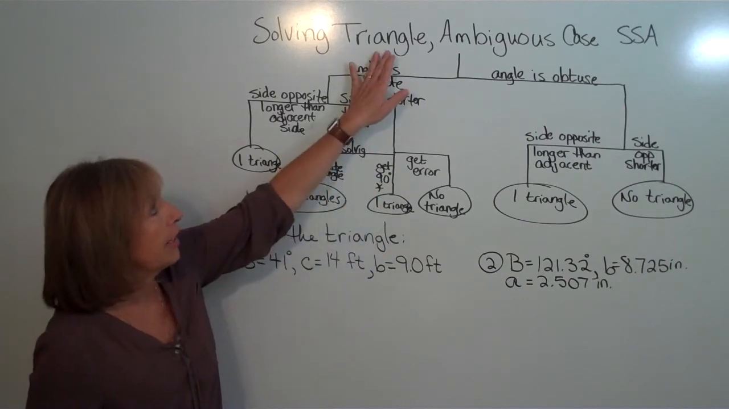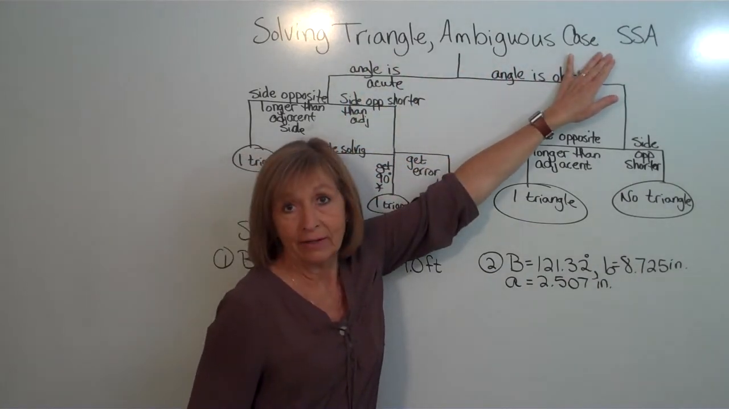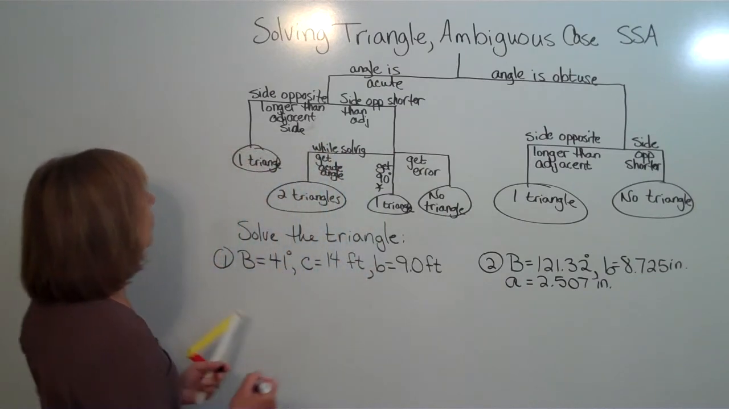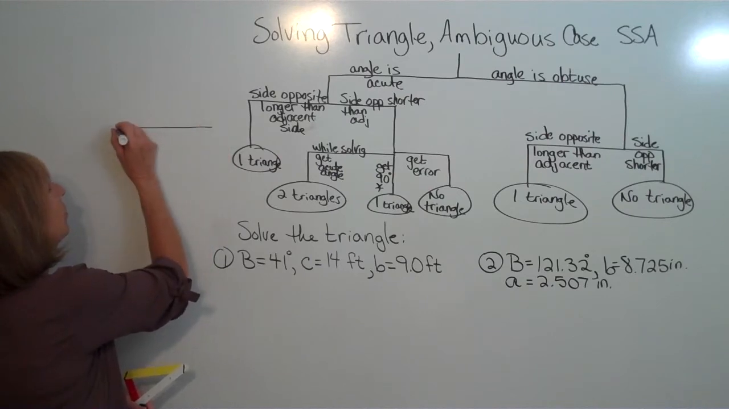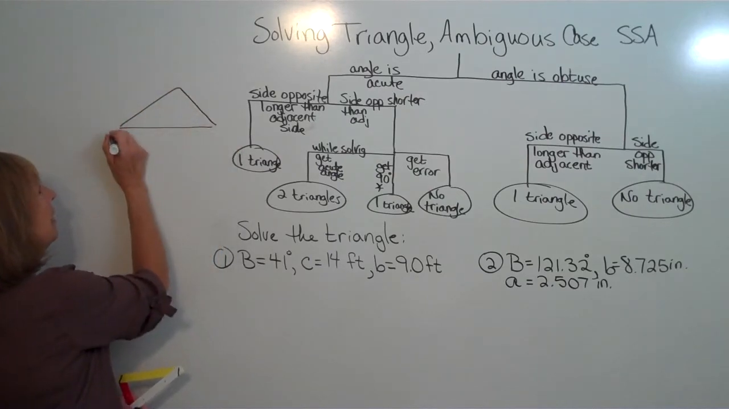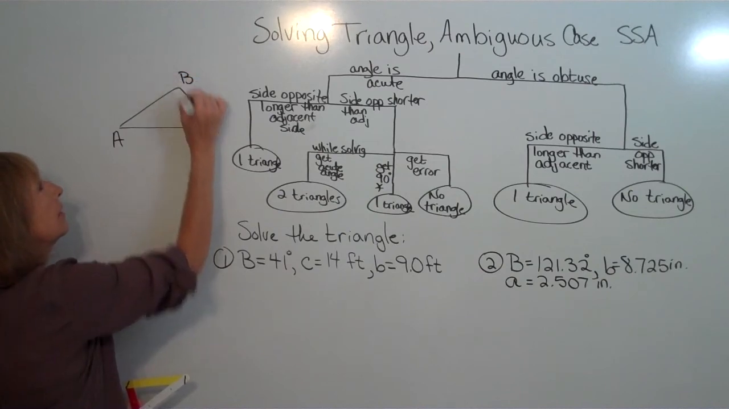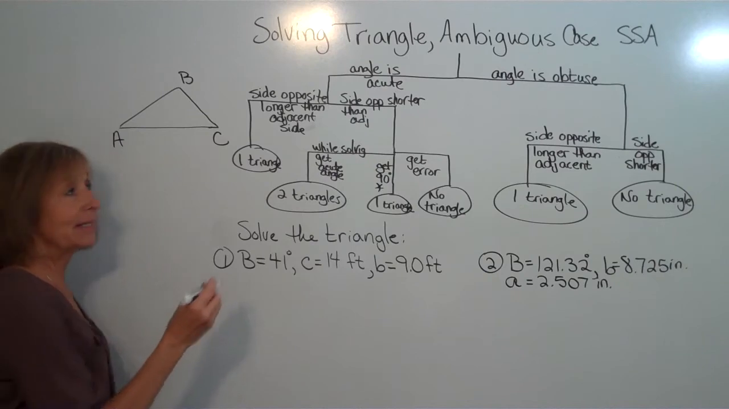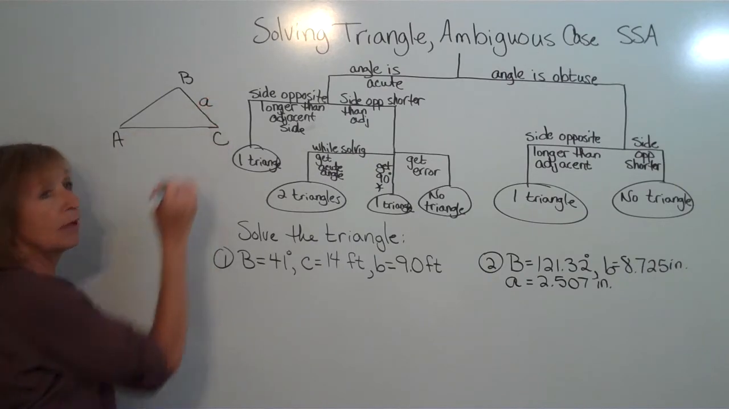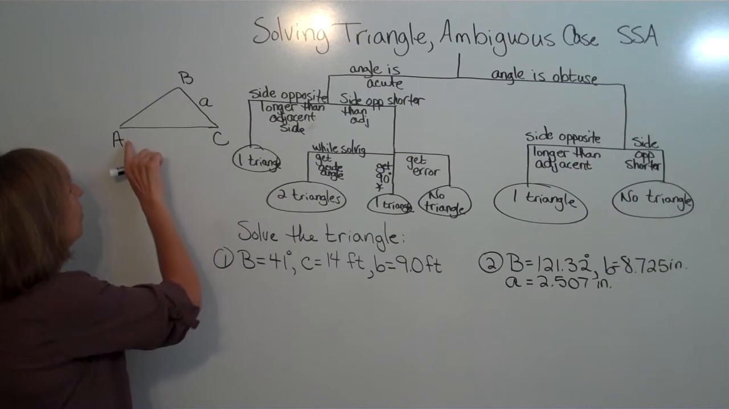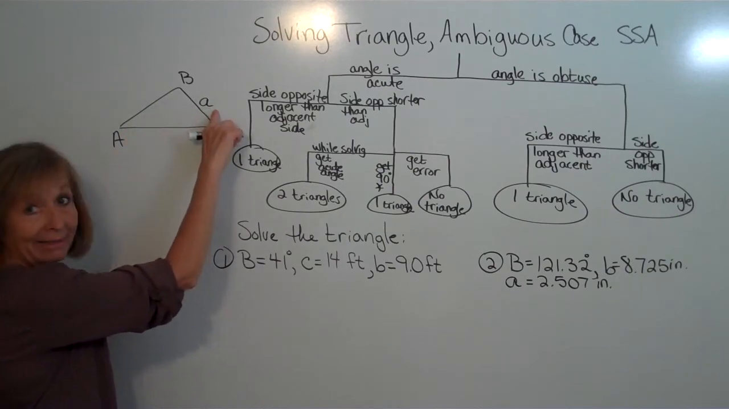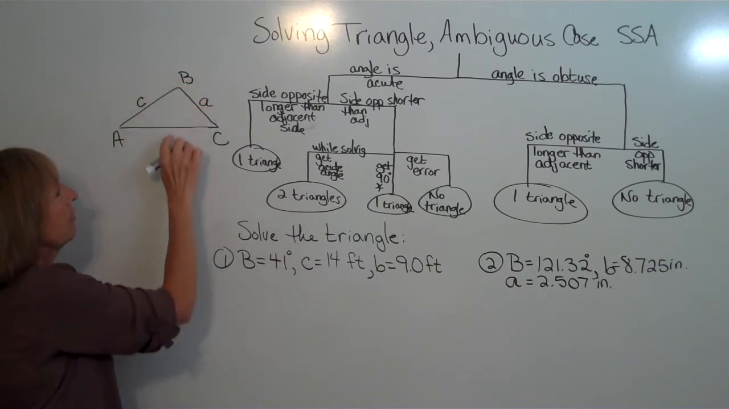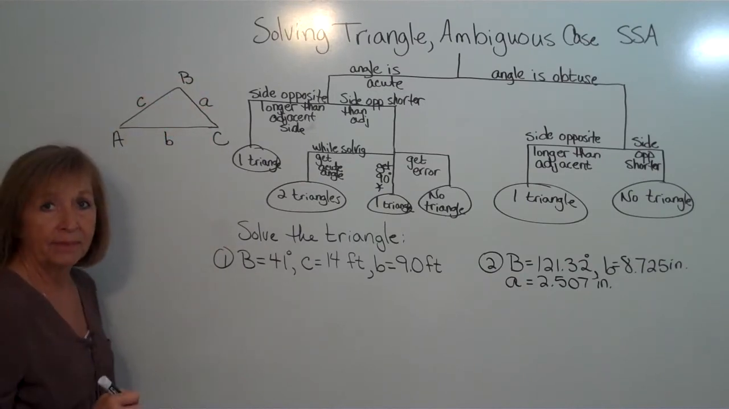So when you're solving a triangle with the ambiguous case, side, side, angle, remember the convention is that when you set up your triangle, the angles are marked with capital letters, and the sides opposite the angles are marked with the small case of that matching letter. So across from angle A is small case side length a, across from angle C is side length c, and across from angle B is side length b.